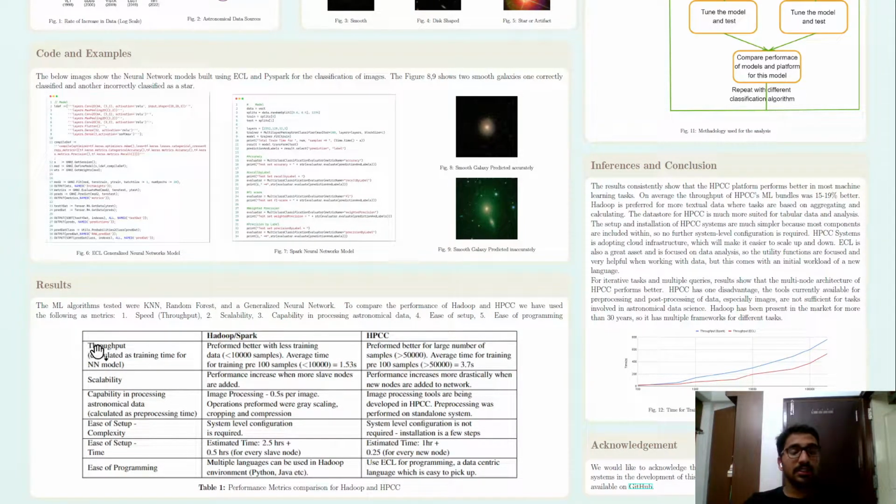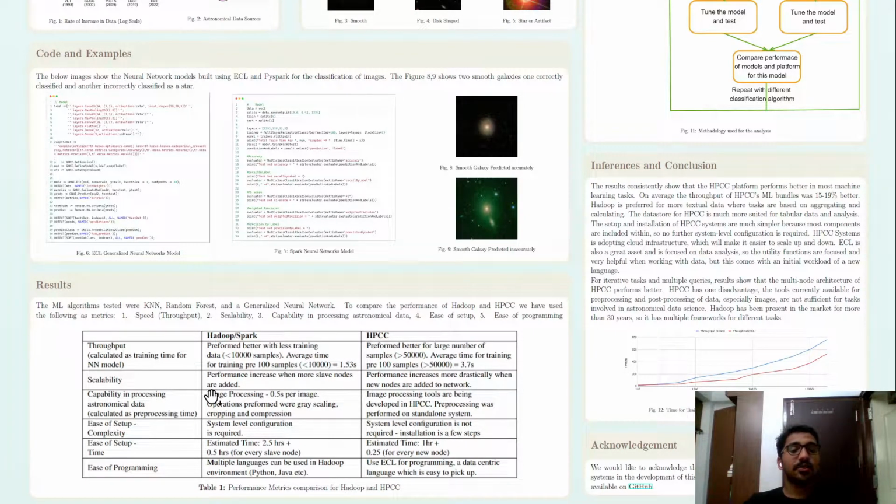Throughput is calculated as the training time for the neural network model. Hadoop performed better with a smaller number of training samples, less than 10,000 samples, and gave an average time for 100 samples of 1.35 seconds. HPCC performed better when the number of samples was increased to 50,000 and gave an average training time for 100 samples of about 3.7 seconds.